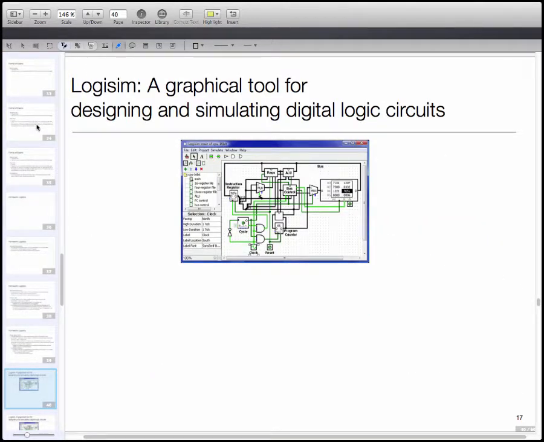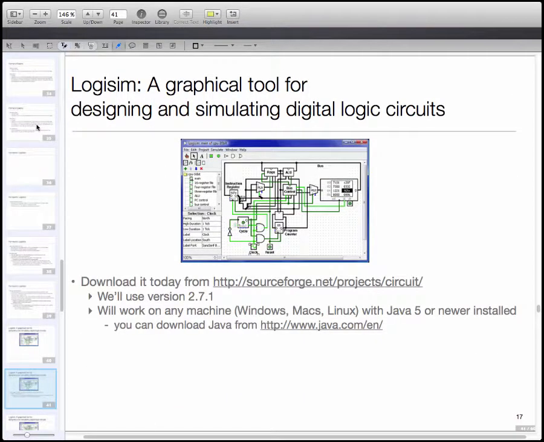Logisim. I mentioned this earlier as part of the design homeworks. This is a tool which lets you design and simulate digital logic circuits. The screen is shown out there. It gives you a library of parts. You use those parts to create digital logic circuits, and then you can simulate them. That is, you can give them input, see what the response is, and see whether the circuit is working correctly or not.